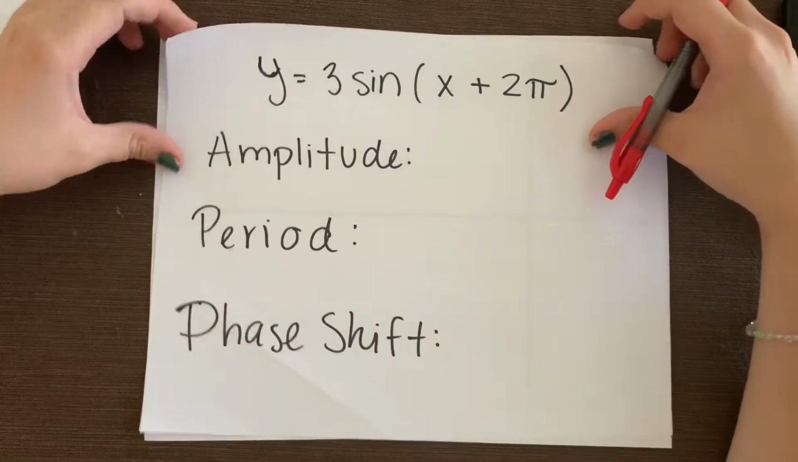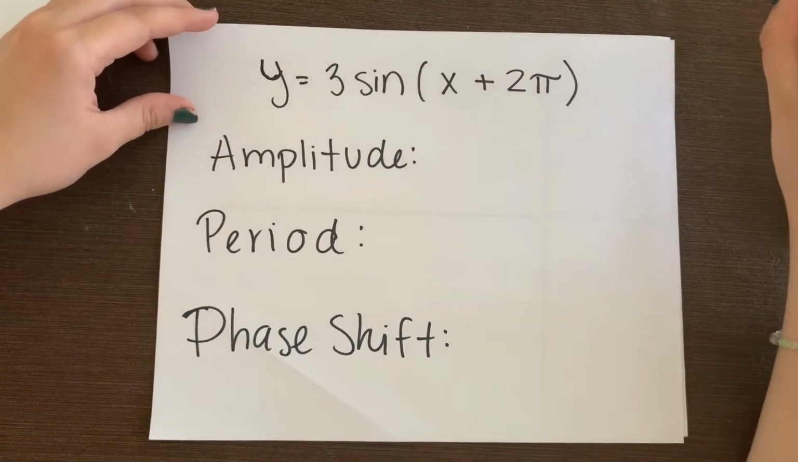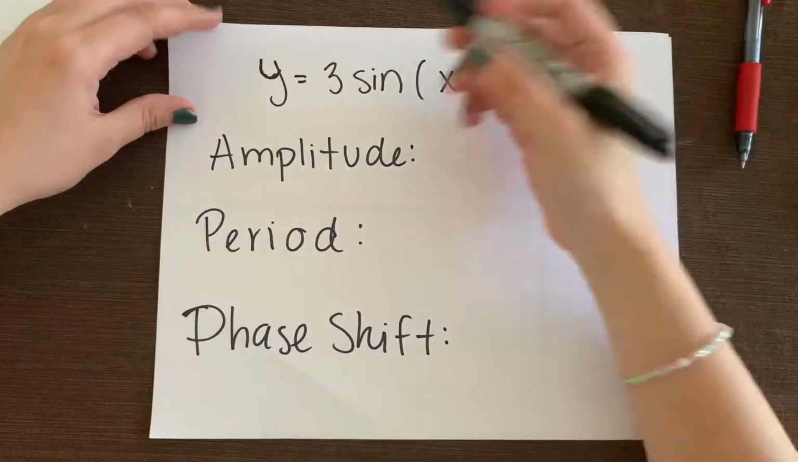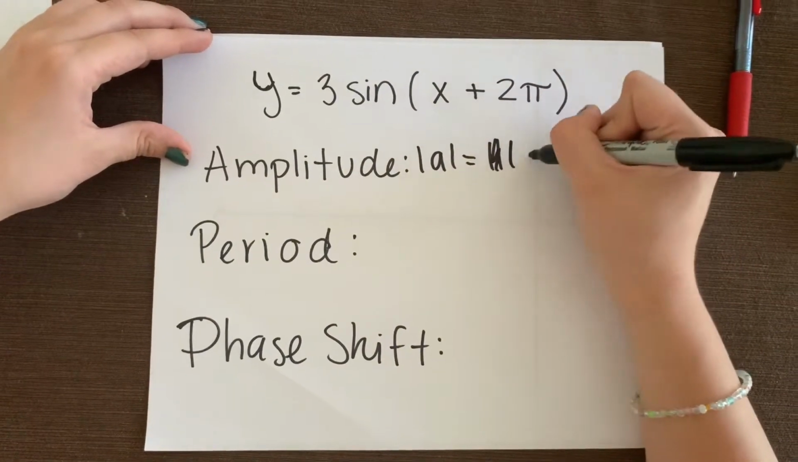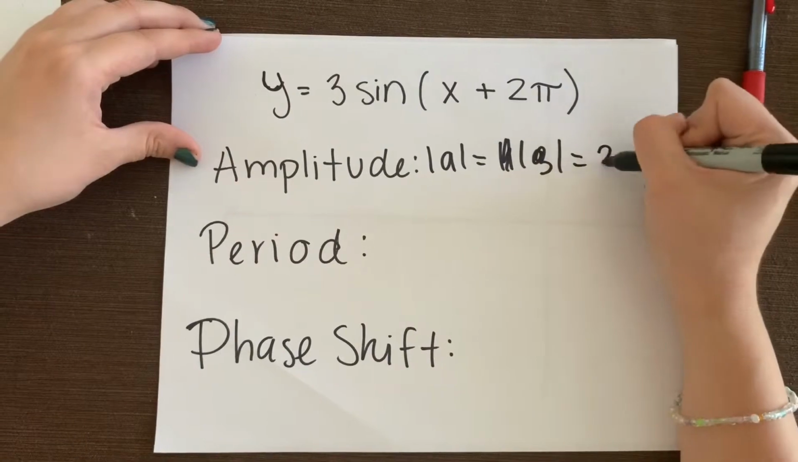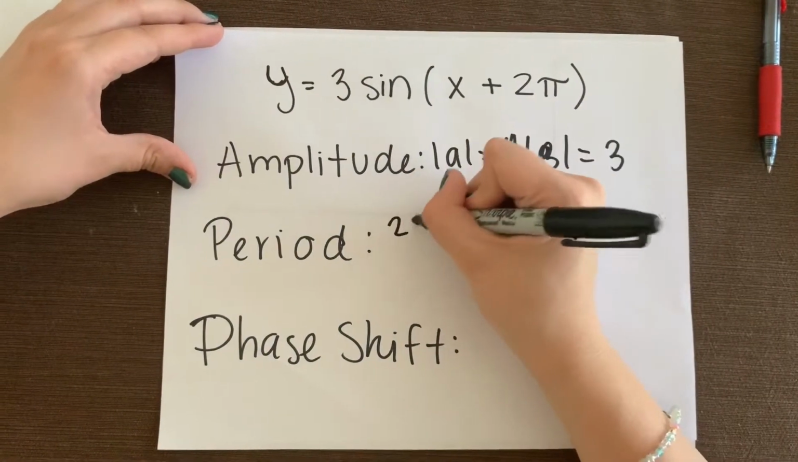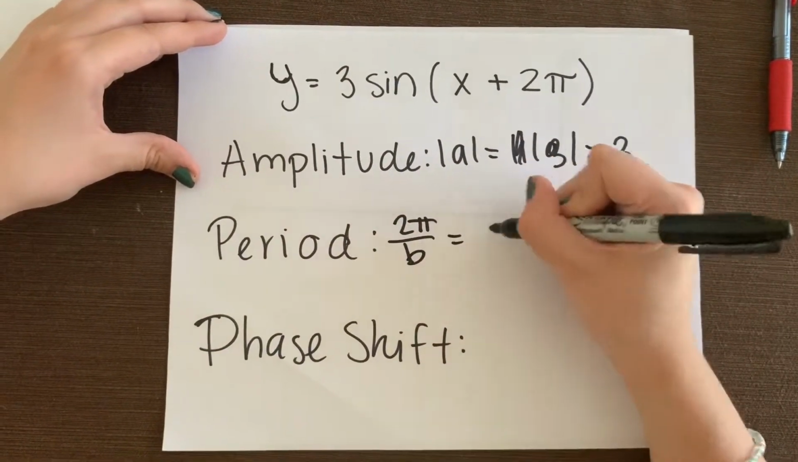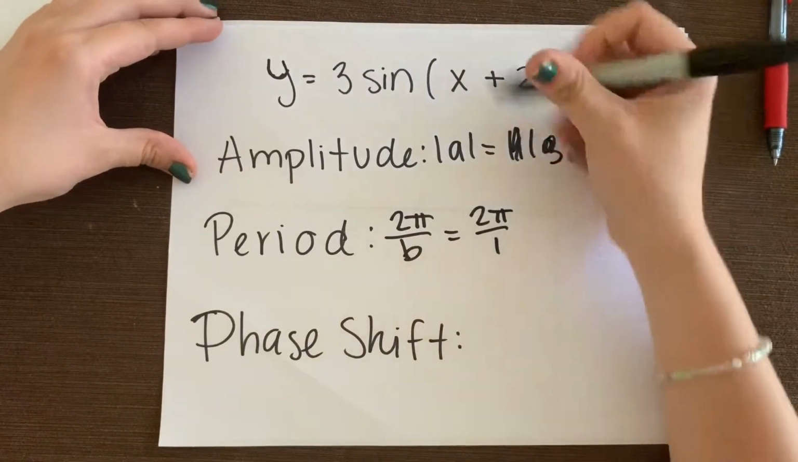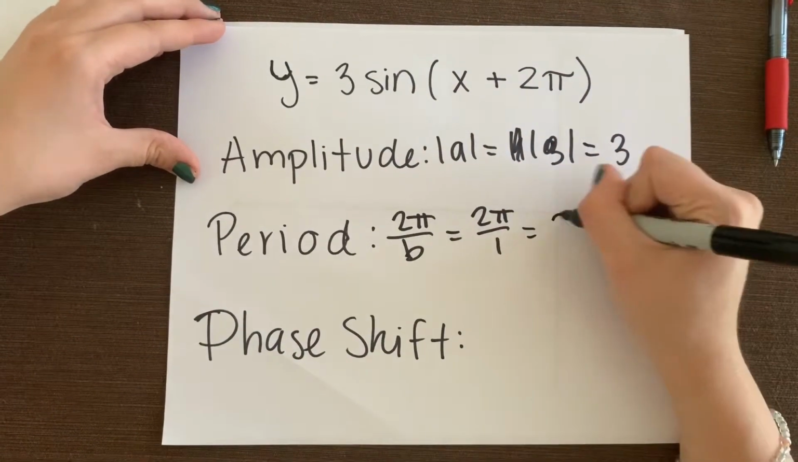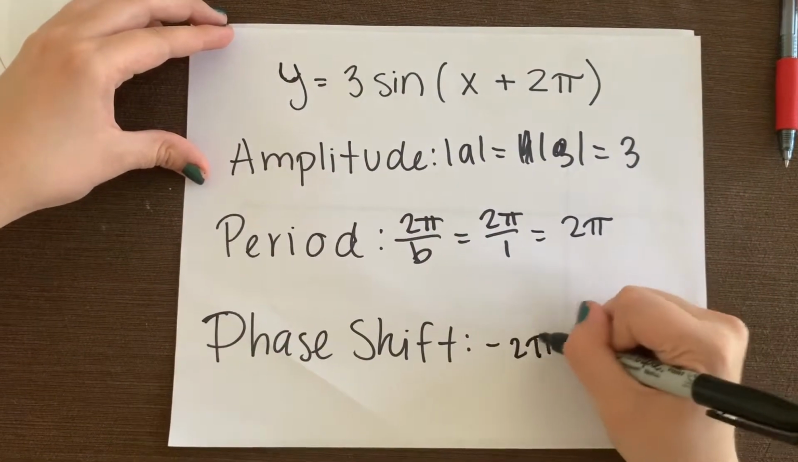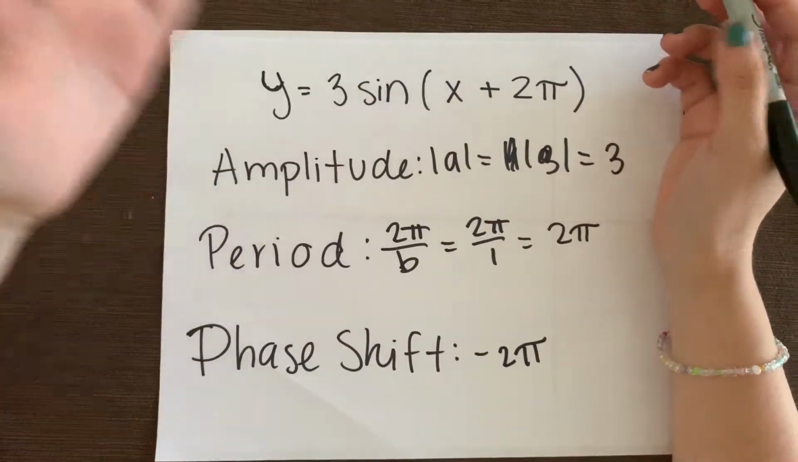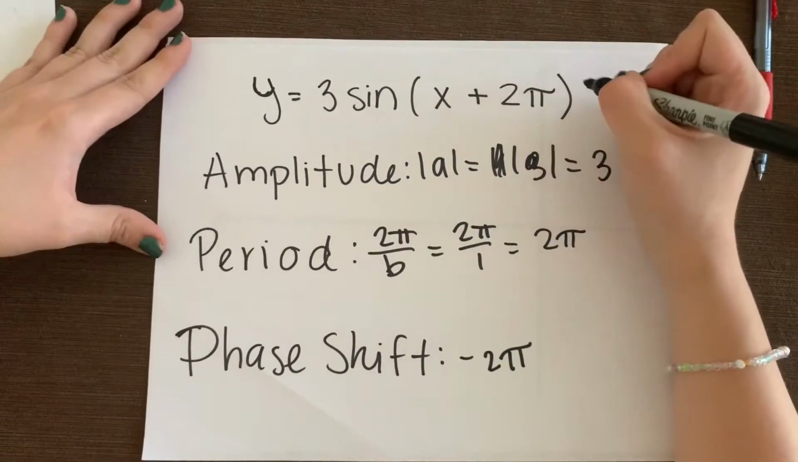Okay, so now I have another function, which is 3 sine x plus 2 pi. So again, the amplitude of this is just the absolute value of a, which would be the absolute value of 3, which is equal to 3. The period is 2 pi over b, which is 2 pi over 1. Since there's no variable, this means it's a 1, which is equal to 2 pi. The phase shift is negative 2 pi, because as I told you before, if you have a plus, you're shifting to the left, and if you have a minus, you're shifting to the right.